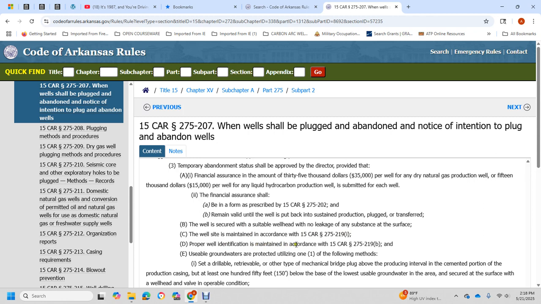Proper well identification is maintained in accordance with Title 15 Code of Arkansas Rules 275-19B, and usable groundwater is protected by utilizing one of the following methods.